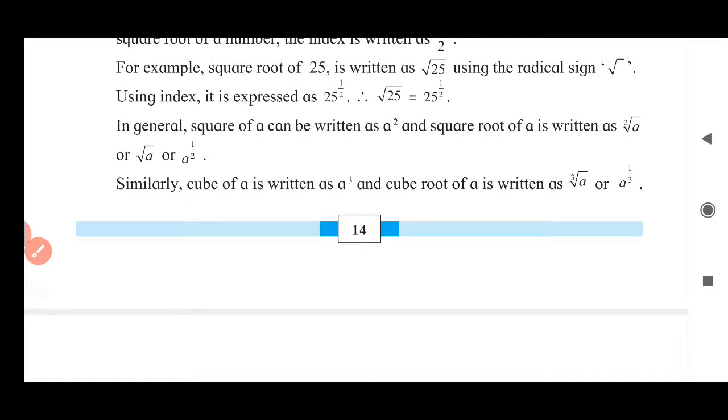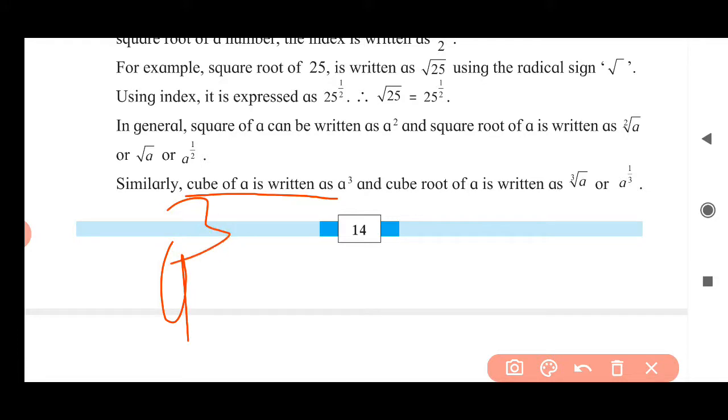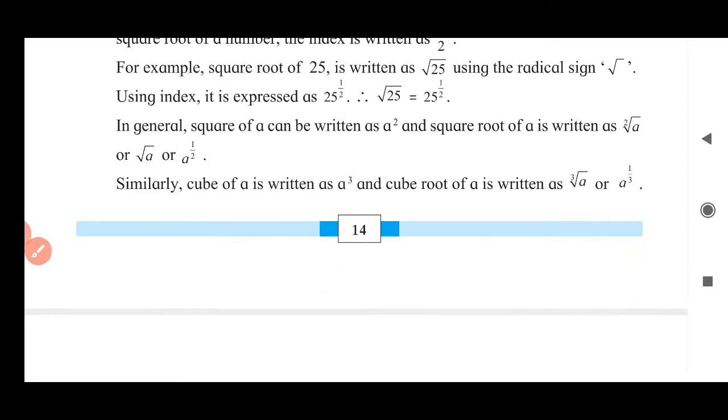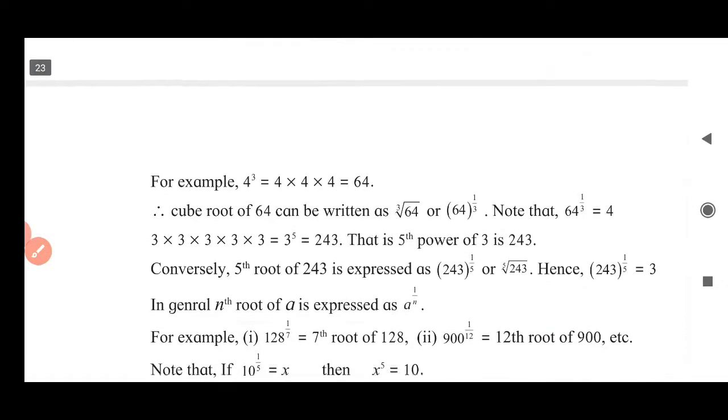Similarly, cube ज्या पद्धतीने स्क्वेअर लिहिलं गेलं त्याच पद्धतीने क्यूब. तर सिमिलरली क्यूब of a is written as a cube. Any number a, then cube here, then a raised to 3, and cube root written as cube root a or a raised to 1 upon 3. Okay, understood?